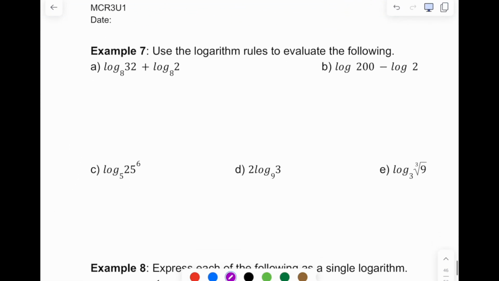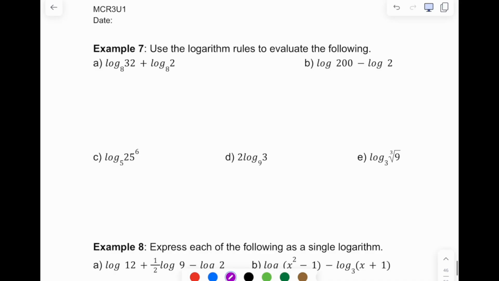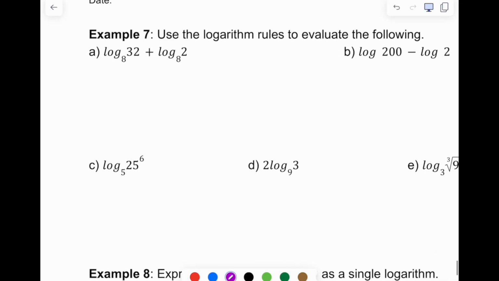All right. So how do we apply some of these things mathematically? Here we've got the same base. So we could say that this is going to be the same thing as log base 8 of 32 times 2, right? Here we're adding two logs, which is the same thing as the product of what we're taking the log of. So this is going to be the same thing as log base 8 of 64, and that's going to be 2, because 8 squared is 64.